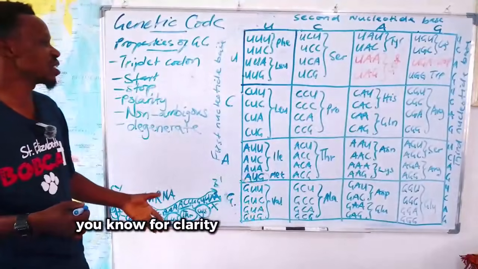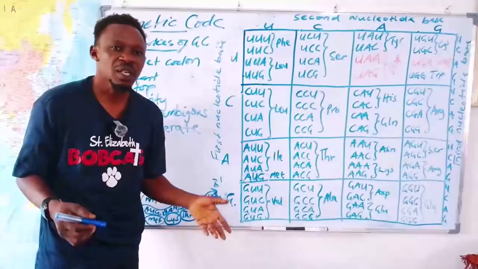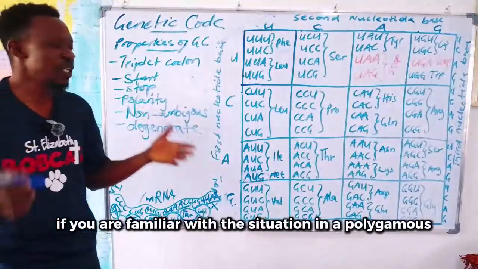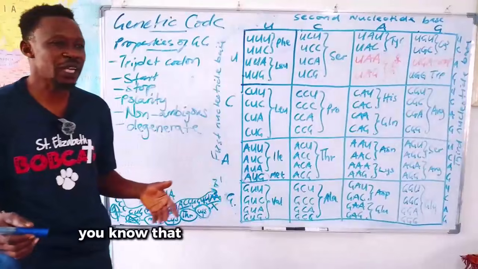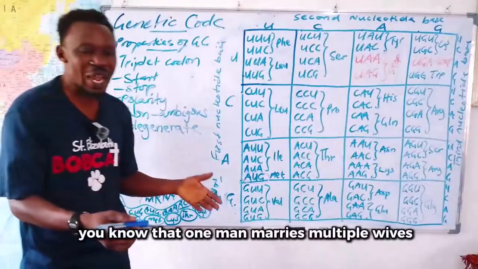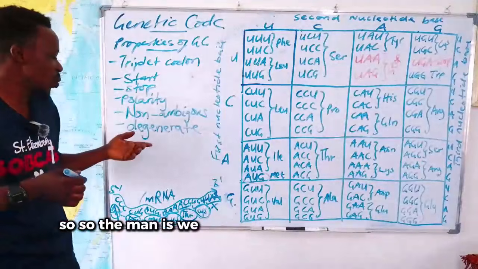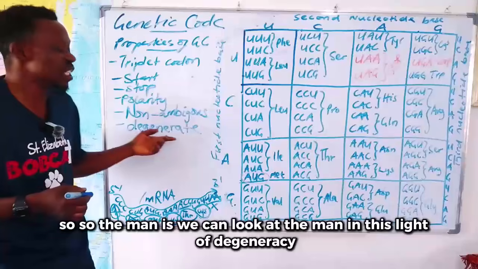You know, for clarity's sake, let me give this social example. If you are familiar with the situation in polygamous homes, you know that one man marries multiple wives. So the man, we can look at the man in this light of degeneracy.